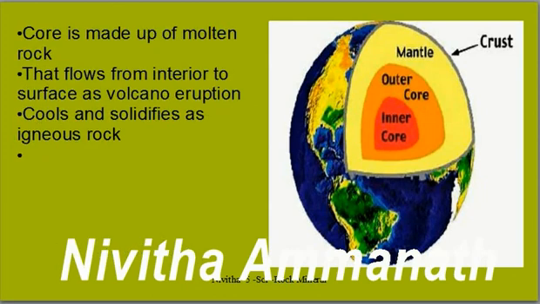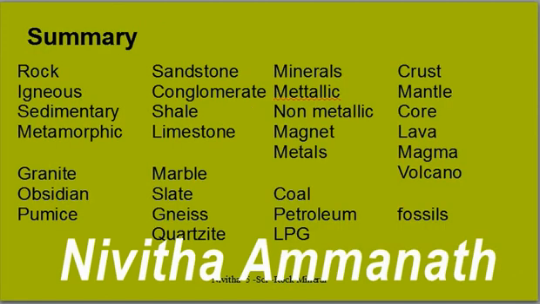The core is made up of molten rock. Molten means almost liquid, melted. This flows out when there is a volcanic eruption. When there is a volcanic eruption, the molten rock from the core comes out. It flows as lava. And then this magma that comes out and flows as lava solidifies, becomes a solid by cooling after a period of time, and then it becomes igneous rock. So this is about how rocks are formed.